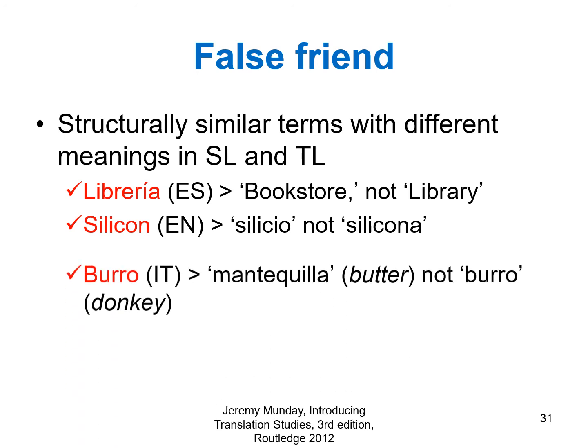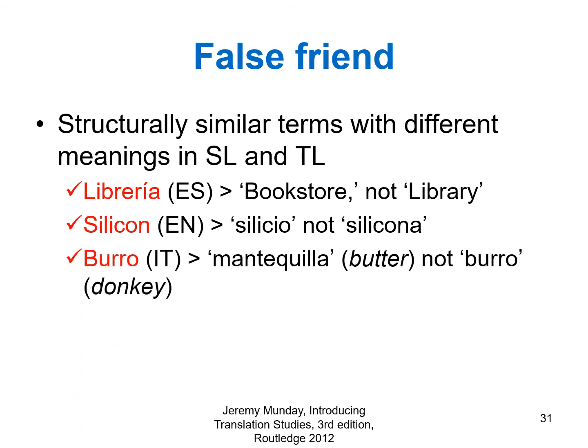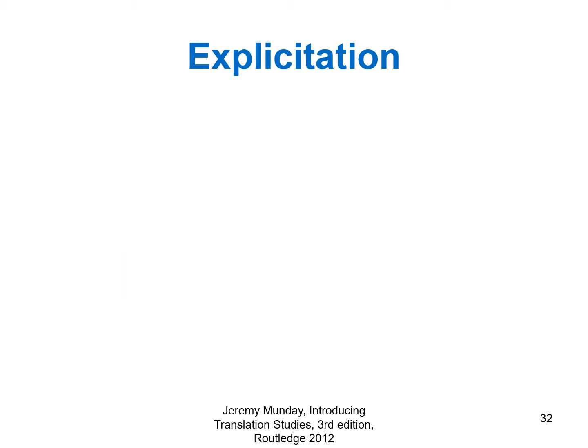Silicon, silicio, not silicona. So Silicon Valley is not el Valle de la Silicona en español, sino el Valle del Silicio. Burro, in Italian, means butter, mantequilla, not the animal. So sometimes we may opt for false friends, but I will say that in most translation environments and most language learning environments, false friends are seen and perceived as lack of mastery of the source text.